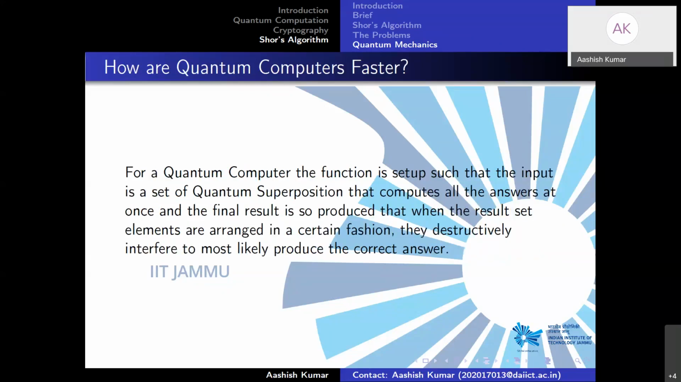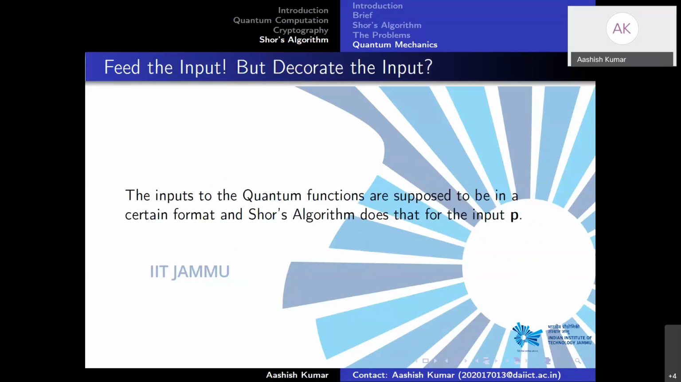So how are these quantum computers faster? For a quantum computer, the function is set up in such a way that the input is a set of quantum superpositions that compute all the answers at once, and the result set elements are arranged in a certain fashion so that they destructively interfere to most likely produce the correct answer. So we feed the input, but we have to decorate the inputs in such a way that the quantum function is able to take that input. And Shor's algorithm is actually doing that for our p.